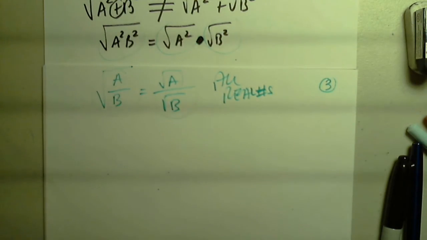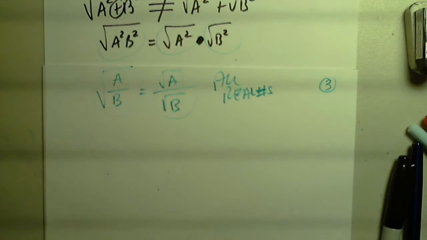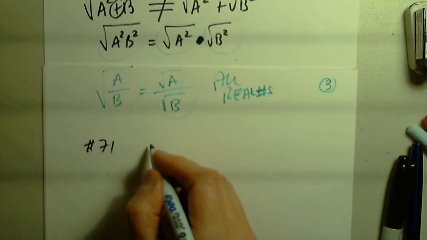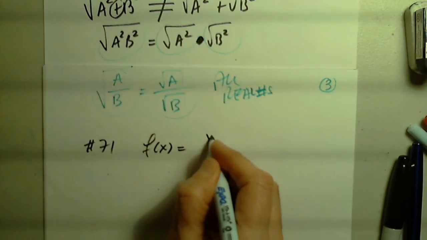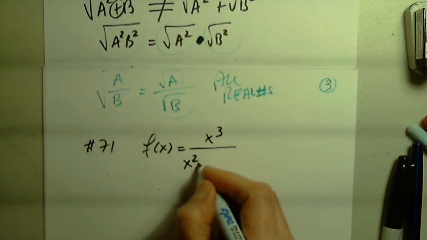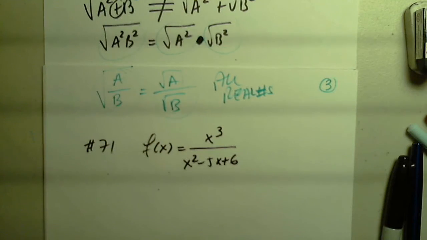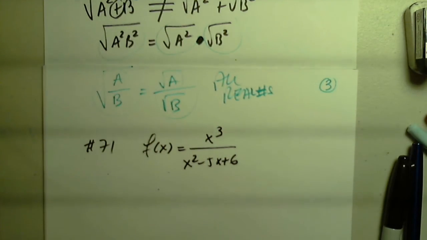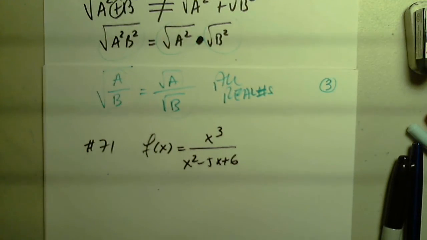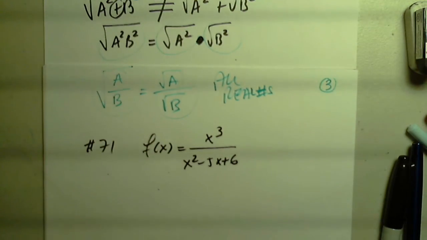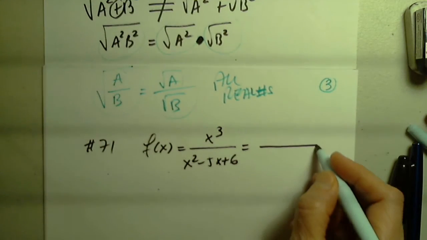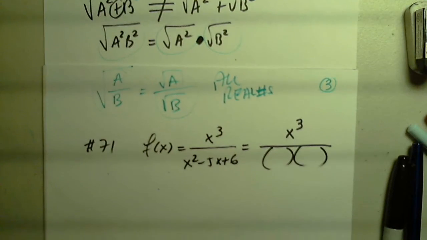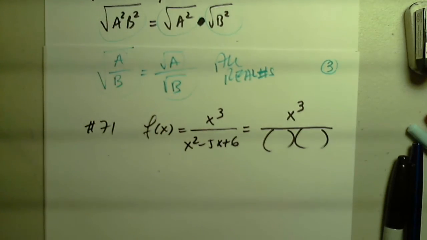Okay, so let's look at a domain. So let's say like 75 or 71. And in 71, we have f of x equals x to the third over x squared minus 5x plus 6. Can anyone help with a starting point? What do we need to do first here? Yes, Mallory, go ahead. We need to factor the bottom so we can find out what x cannot be, what the domain cannot be.